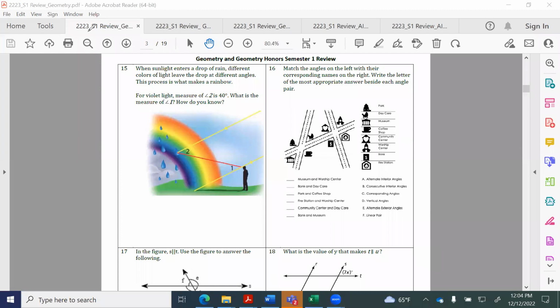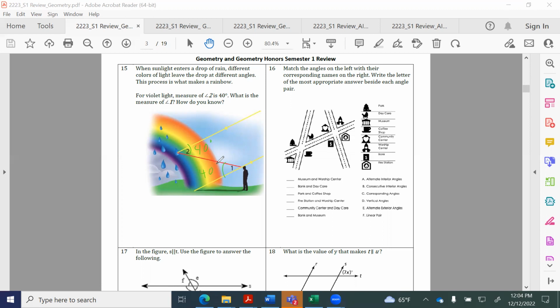So, okay. On this one, number 15. When sunlight enters a drop of rain, different colors of light leave the drop at different angles. This process is what makes a rainbow. For violet, the measure of angle 2 is 40 degrees. All right, let's start with it. 40 degrees. What is the measure of angle 1? Again, we got parallel lines here. Those are alternate interior angles. They should be congruent. So it is also 40 degrees.